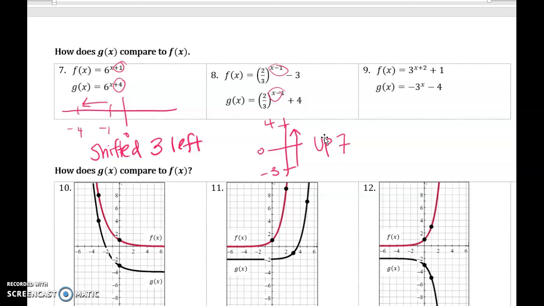See if you can pause and do number 9 on your own. 3 things. Thing number 1, it's reflected. It went from +2 to +0. So remember, h lies, so that means it went left 2. And it went from +1 to -4, so that means it went down 5. There were 3 things on that one.